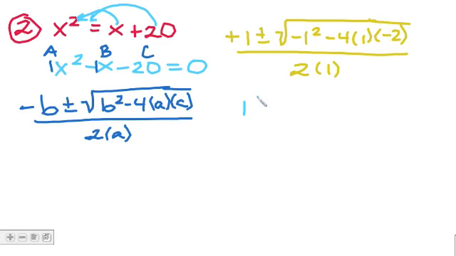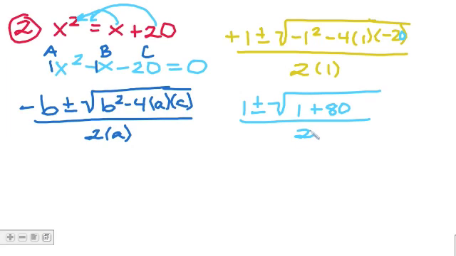We have 1 plus or minus the square root of 1 plus, well, negative 4 times 1 times negative 20 is going to give me plus, oh, not 2, 20. Thought that looked a little funny. Plus 20 is going to give me 80, divided by 2 times 1, which is going to be 2.